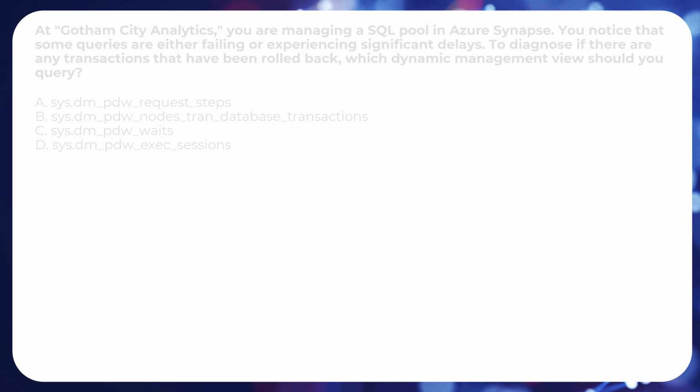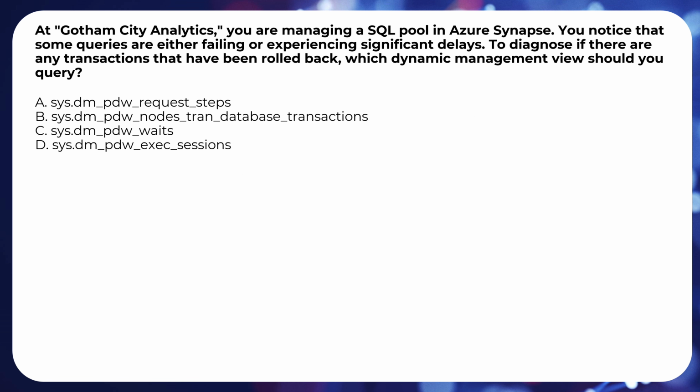At Gotham City Analytics, you are managing a SQL pool in Azure Synapse. You notice that some queries are either failing or experiencing significant delays. To diagnose if there are any transactions that have been rolled back, which dynamic management view should you query?